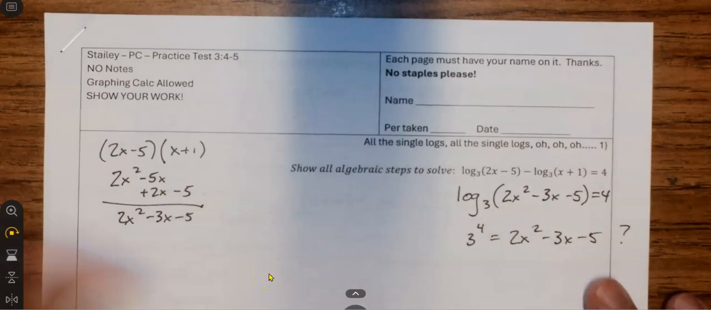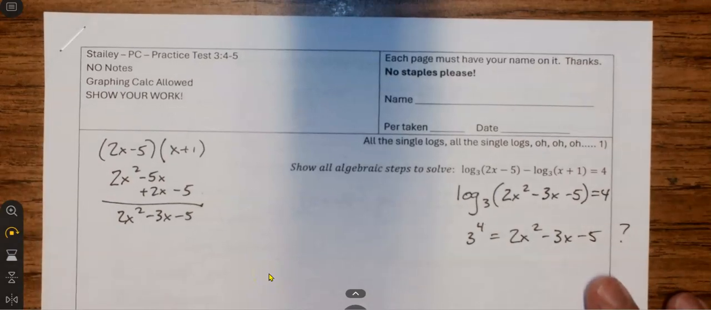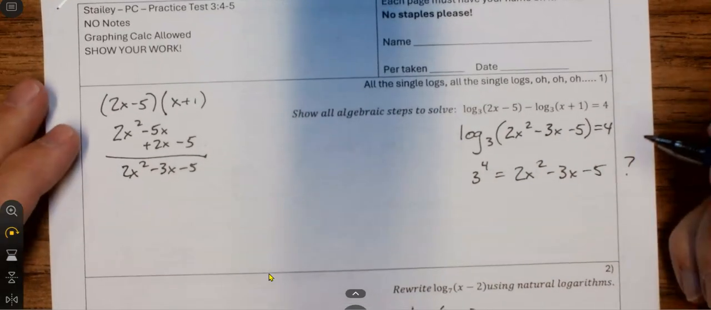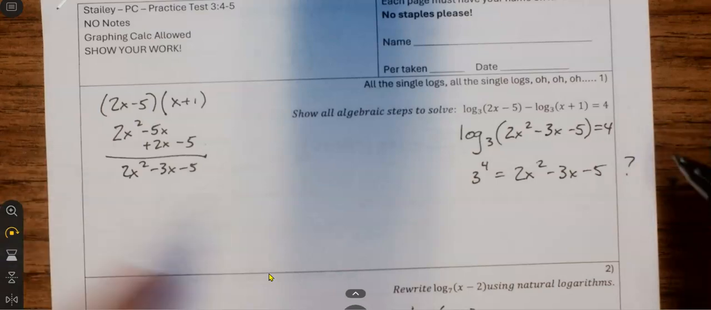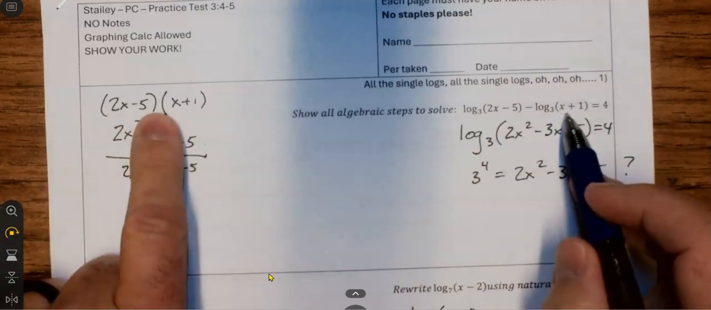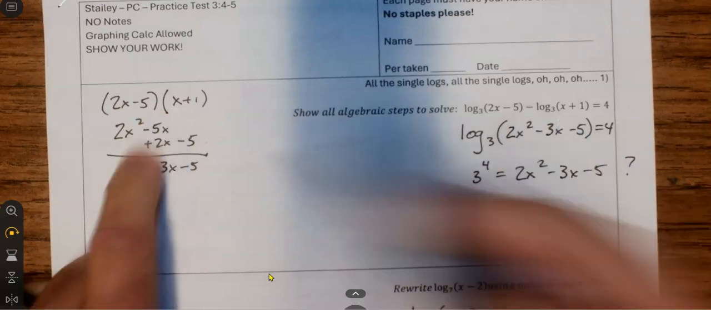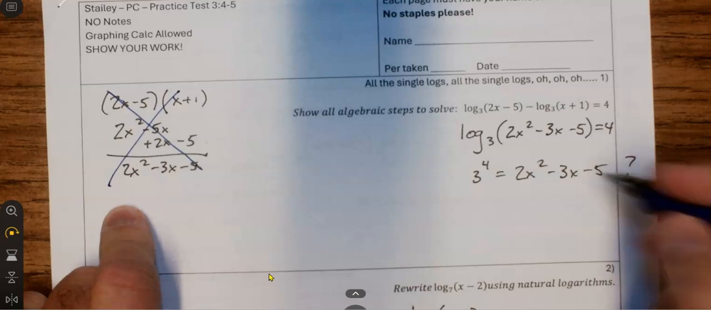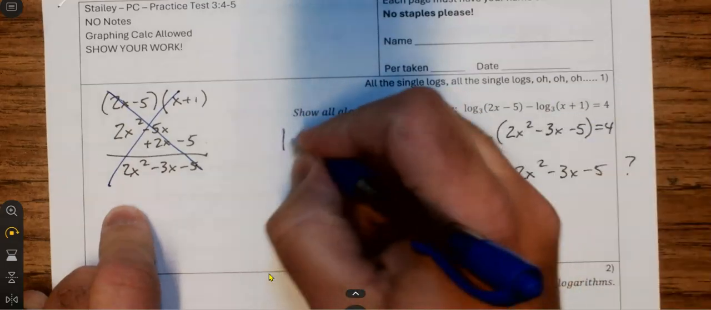All right, we're going to go through this thing. Question 1. Was it the correct property to multiply the 2x minus 5 and the x plus 1? No. So all of this was a waste. What should they have changed it into?